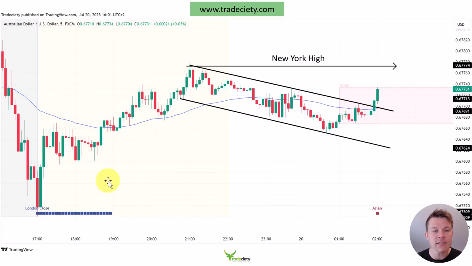So here in yellow, you can see this is the New York session. Here we have the London close. And then here you can see the Asian session is opening. And this is the Asian session with the red box.